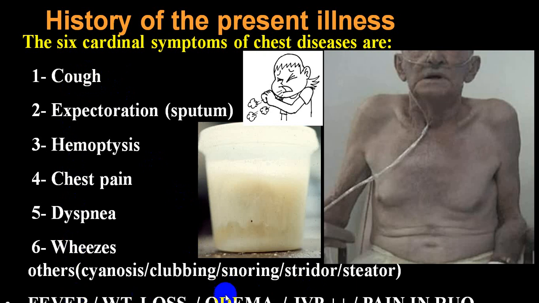Fever, weight loss, edema, elevated JVP, pain in the right hypochondrium, etc. are associated with the respiratory system in cases of cor pulmonale, malignancy, respiratory infections, etc.